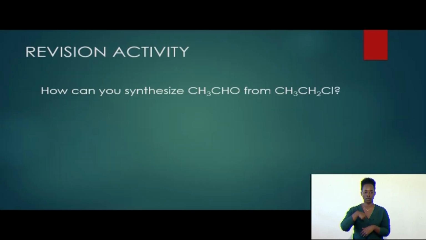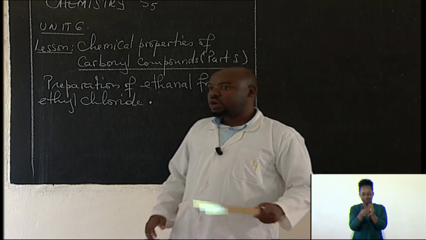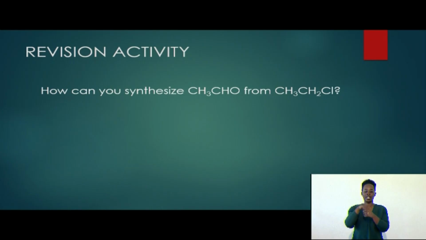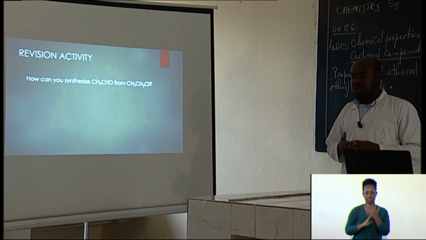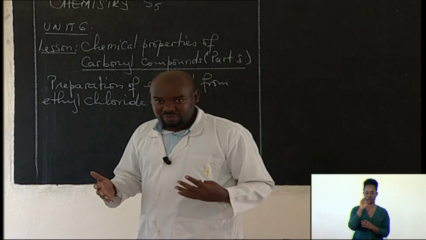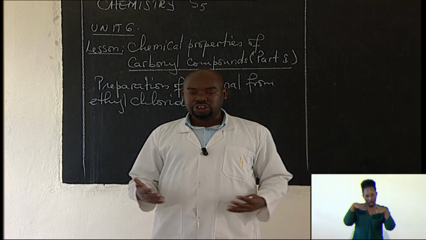So we have ethanol, which must be prepared from ethyl chloride. It is not possible for this type of question to do it in a single step. So we should find a way of transforming this original compound in many steps so that we can end up with the compound we want to prepare. We know some of the properties of alcohols. And we know how some of the alcohols, or alcohols in general, can be prepared.